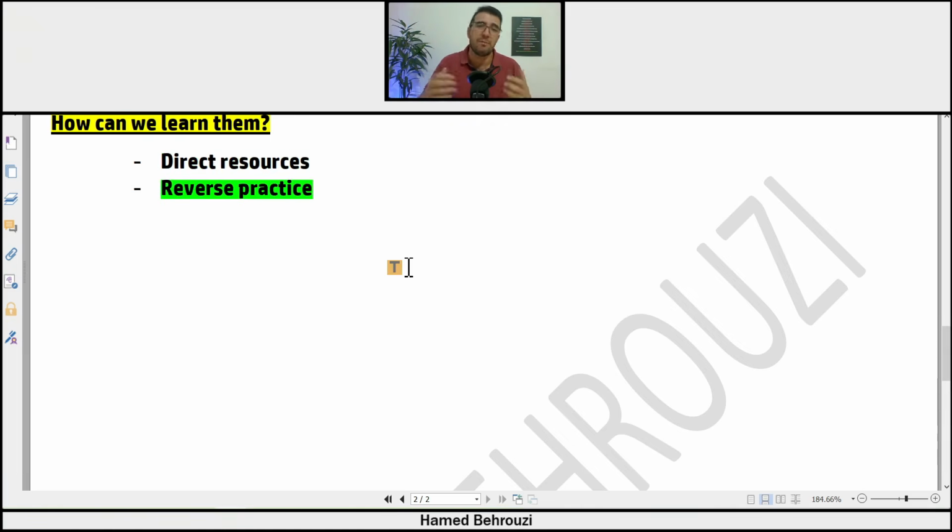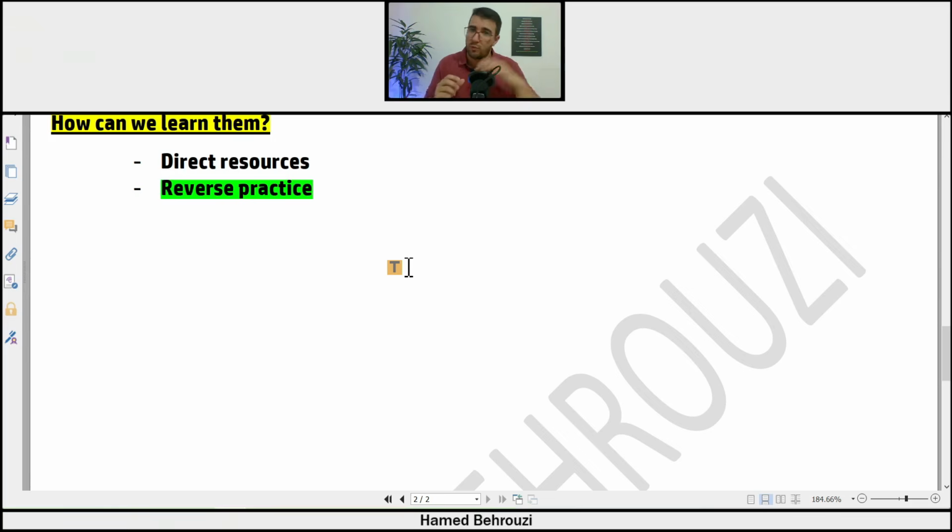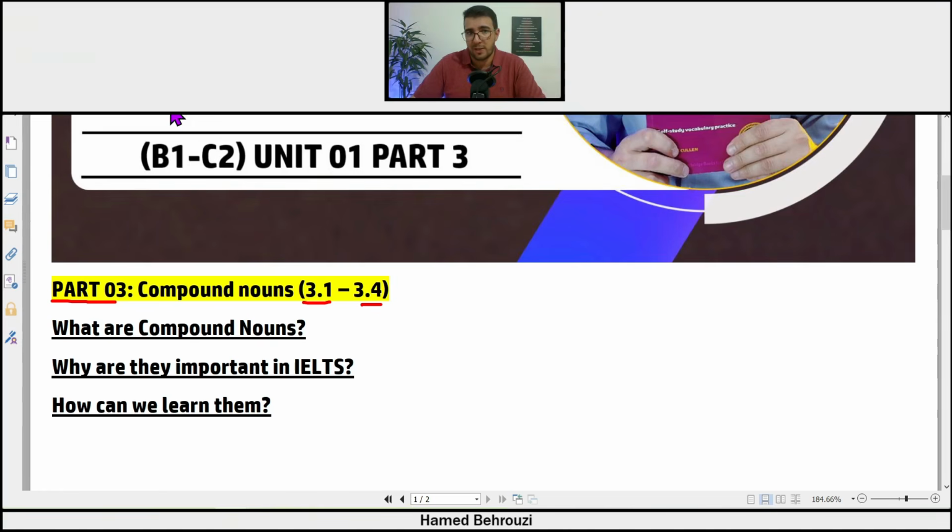What do I mean by reverse practice? When you read the reading and you see a compound noun and you see that you have seen it many times, that these two words happen together, so they are forming a compound noun in the real world. Separately, they have different meanings, but joined together, they have another meaning. So in that way, you can highlight it and try to learn it in the context. Okay? That is reverse practice. Learn from the material, learn from the content. That's more important.